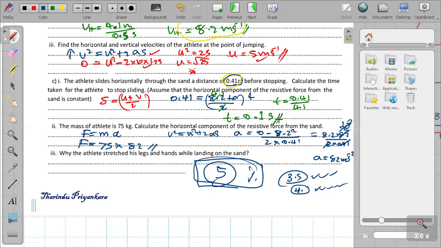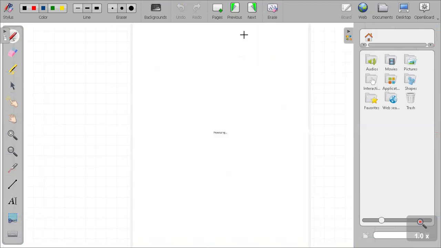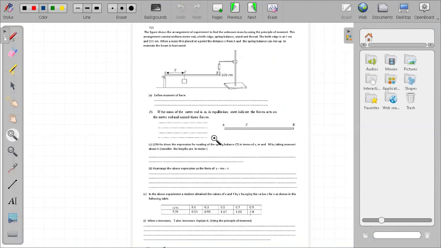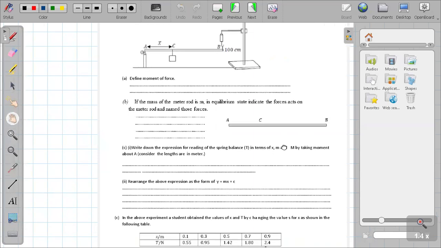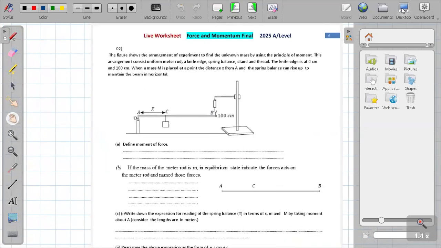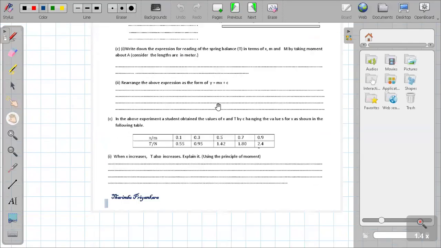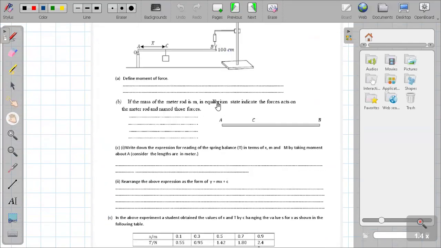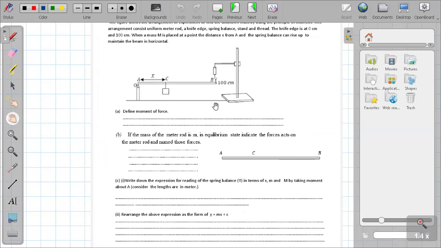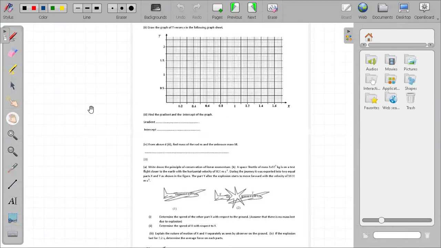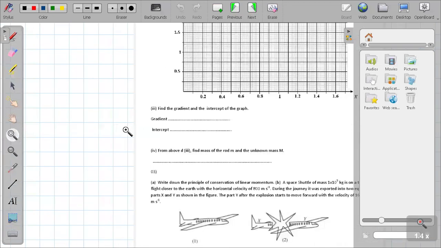Okay. Shall we do the next one as well? What is the time? 10:41. We have time. This question is very special. Almost for the first time, we are going to have a graph related question.